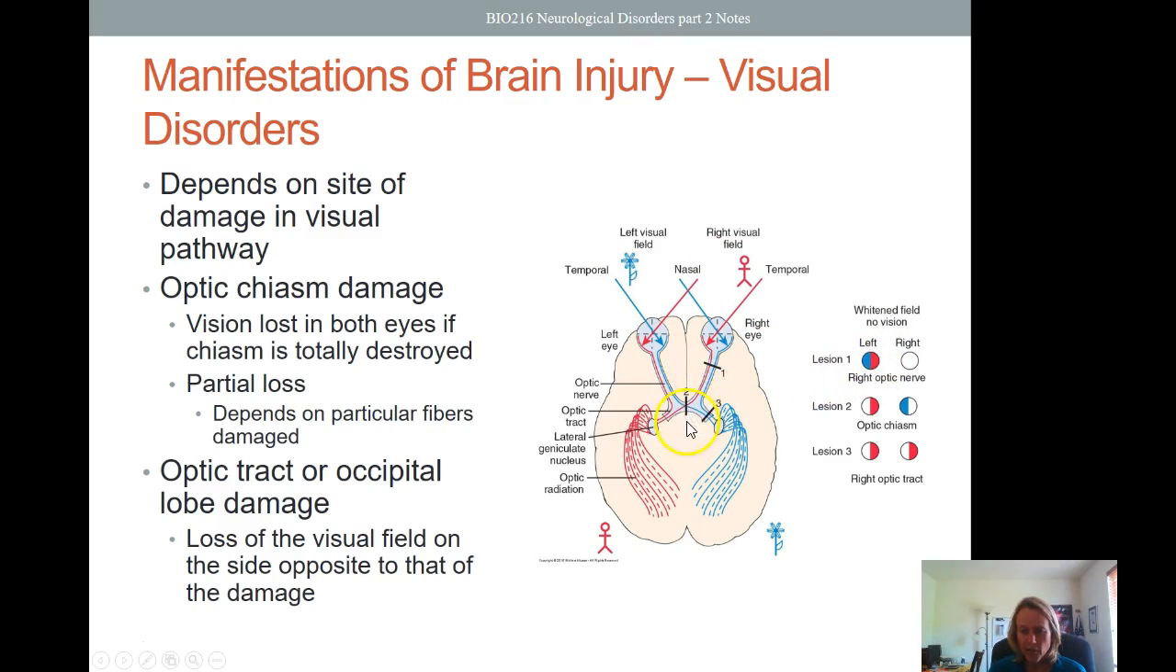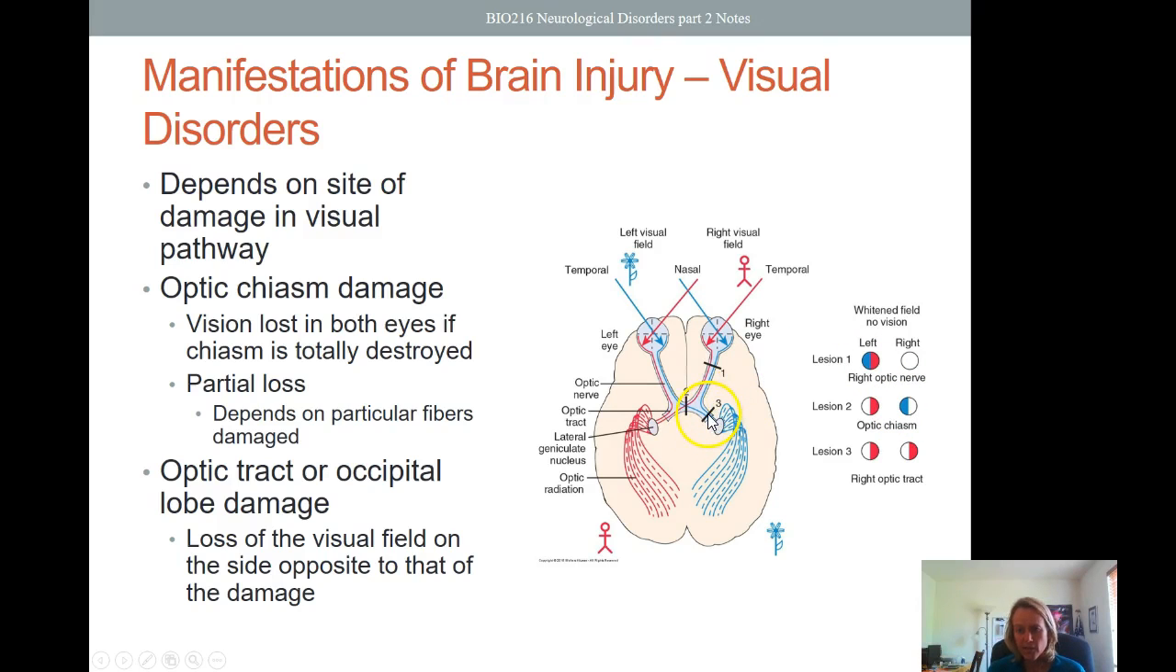Lesion 2 at the optic chiasm is only the fibers that cross over, which are the fibers that give us information about our temporal field of view. So with lesion 2, we would see that we have lost our left temporal and our right temporal field of view, but we have our left nasal view and our right nasal view. So this is going to give us kind of a tunnel vision.